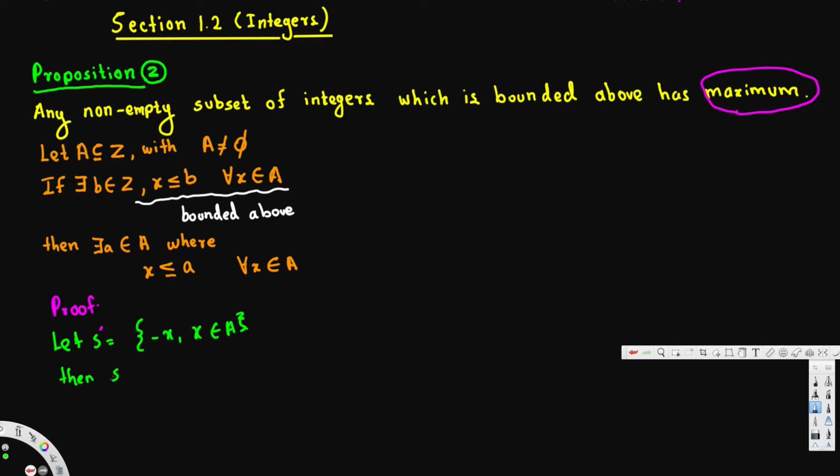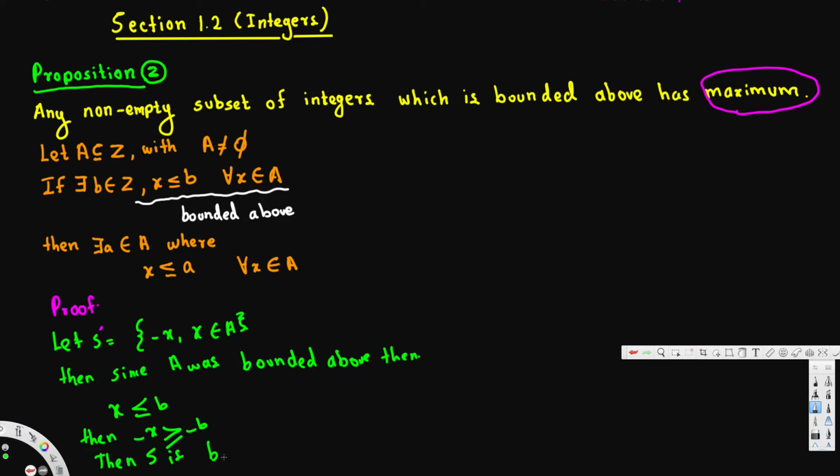Then since A was bounded above, x is less than or equal to B. Then minus x, the opposite sign, this will flip around, is greater than or equal to minus B. Then we can say S is bounded below by negative B. S is non-empty because A is not empty.